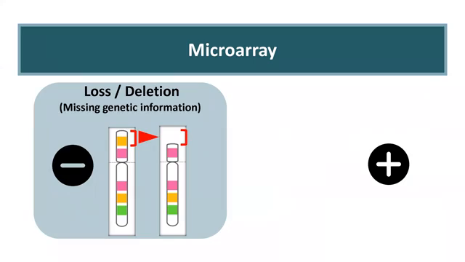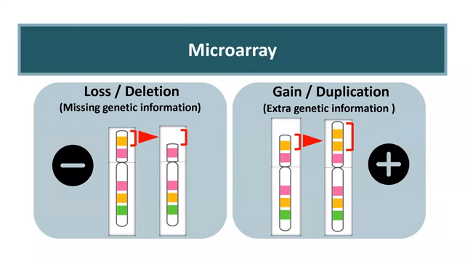We sometimes call a missing piece of a chromosome a loss or a deletion. We sometimes call an extra piece of a chromosome a gain or a duplication. The word variant is a general term used to describe many types of genetic changes. With a microarray, a variant can refer to either a gain or a loss of chromosomal material.